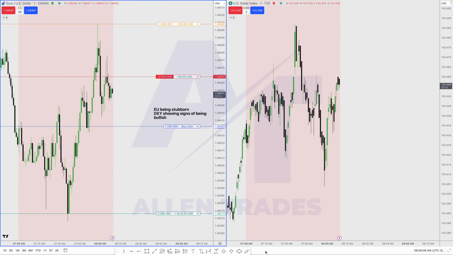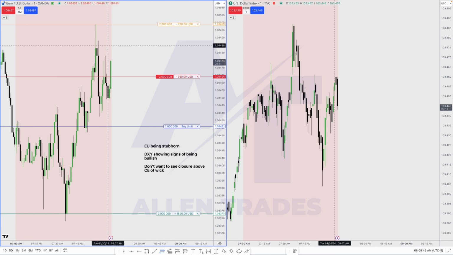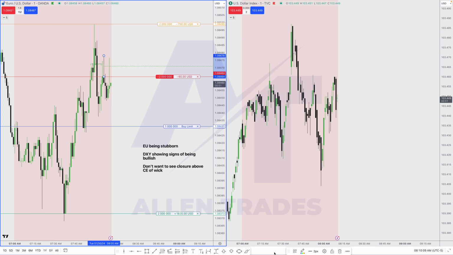We created a very long wick. So now I don't want to see price go above 50% of that wick. So you're going to see I'm going to measure that out. We're trading into it right now, and I don't want to see price close below it. I want to see a nice sell-off from there. And we do have that nice sell-off right there.